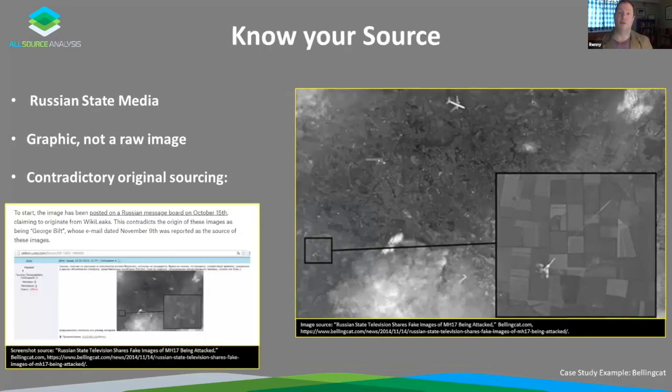So now let's go through our methods. Know your source. In this case, the Russian state media published this graphic. It is a graphic, not a raw image. And Bellingcat pointed out that there was contradictory original sourcing about where this graphic came from. When Russian state media published it, they claimed somebody emailed it to them. But in fact, Bellingcat found that this graphic was posted 1 month earlier on a Russian message board. So there's dispute about what the source of this graphic was in the first place, and already we've got a lot of warning signs.